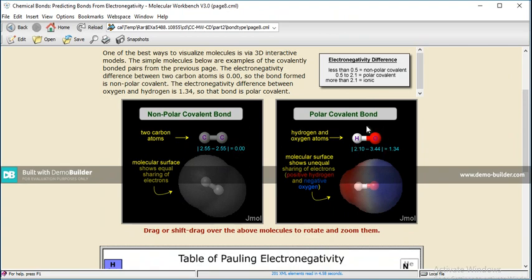So let us move to the right corner, hydrogen and oxygen. The difference in electronegativity between hydrogen and oxygen is 1.34. As you see, 1.34 is located between 0.5 and 2.1, which means that the bond between hydrogen and oxygen is a polar covalent bond.